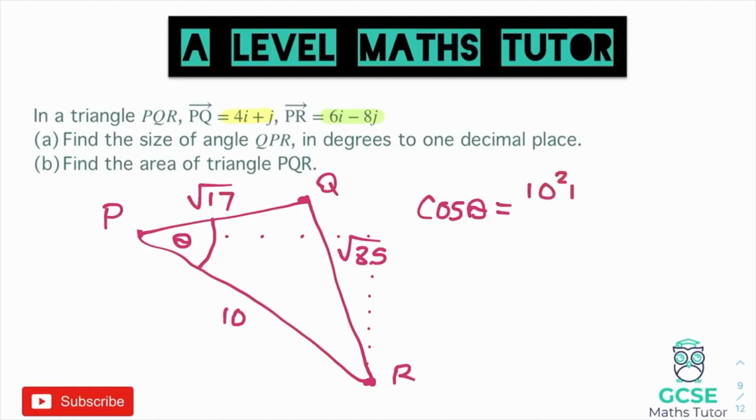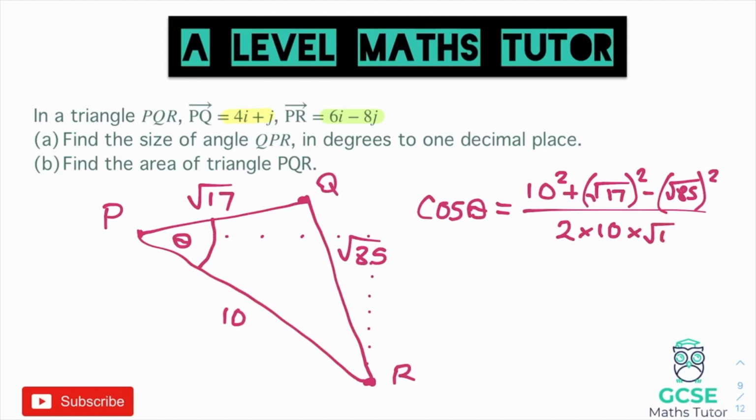10 squared plus, we've got root 17 squared, which is just 17, but I'm going to write it in anyway, just to make sure we don't get confused with any of this. And then we're going to take away the root 85 squared, which again is just 85, but we'll write it all in as normal. And that's all over 2bc. So 2 times 10 times root 17. Now I'm going to do a little bit of a cheat here. Before I type that calculation in, I am just going to press Shift Cos and do the inverse straight away. So just a little step that I am skipping here. Rather than writing it all down, I'm just going to do the inverse straight away.